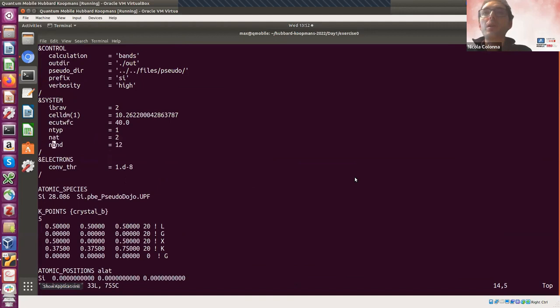Now we specify something different. We want to compute a few more bands. So we want to have access not just to the 4 occupied bands, we want to see also some empty bands. We specify this with the input variable nbnd, and we set it to 12. So we are going to see 4 occupied bands plus 8 empty bands. And again, this is the path we want to compute the band structure on.